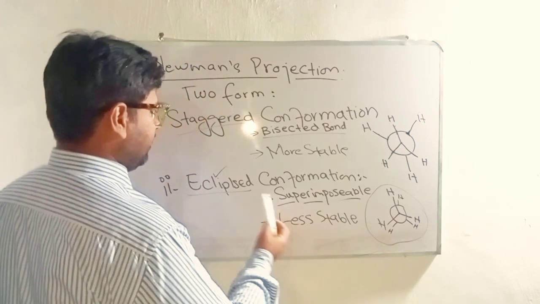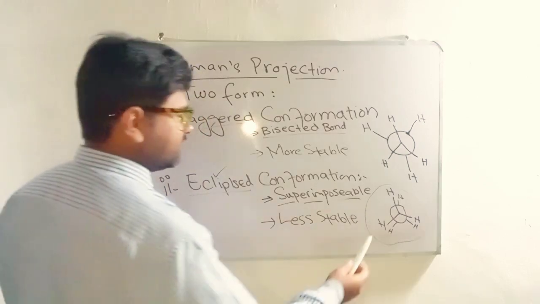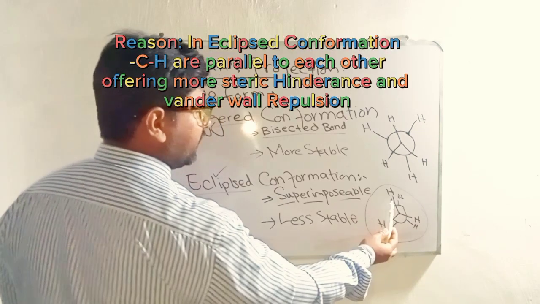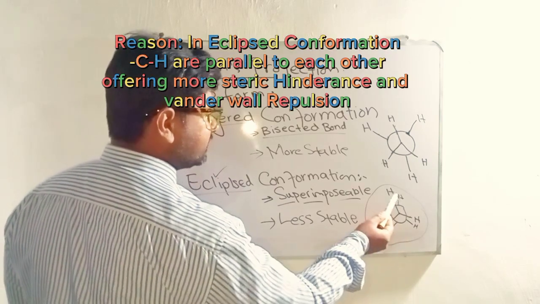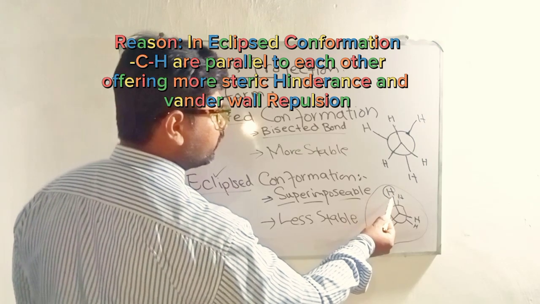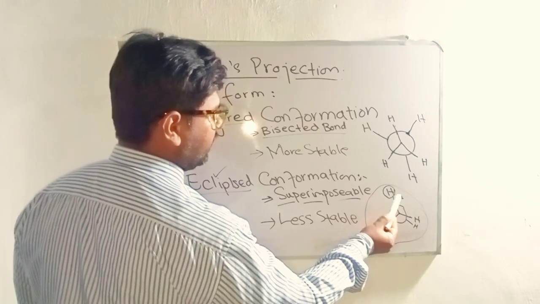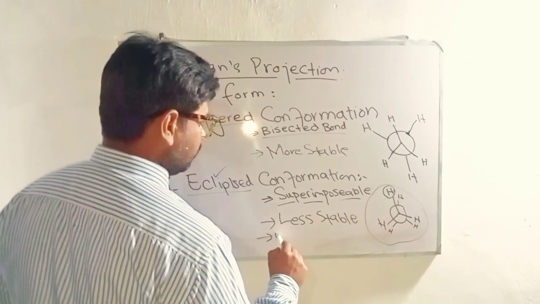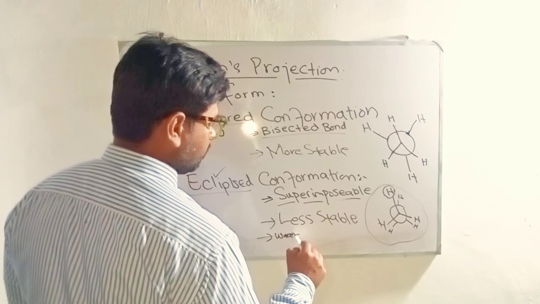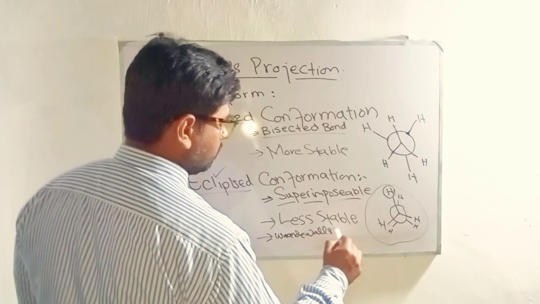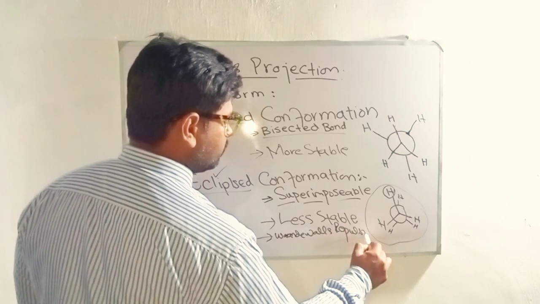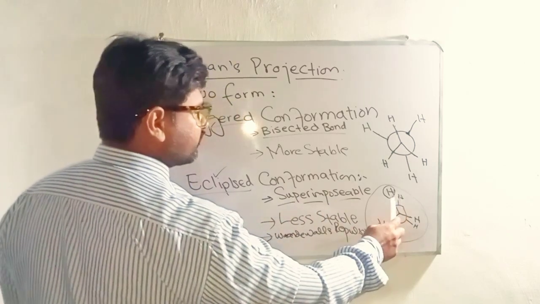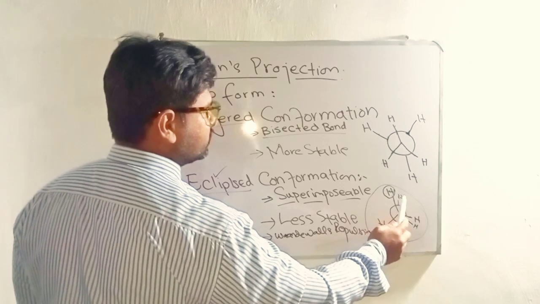Why am I saying that eclipsed is less stable? Because as you can see, the carbon to hydrogen bonds are present parallel to each other, and for example, if there is any bulky group present instead of this hydrogen atom, it will cause van der Waals repulsion. So van der Waals repulsion can render this conformation less stable and it will try to rotate from its original position.